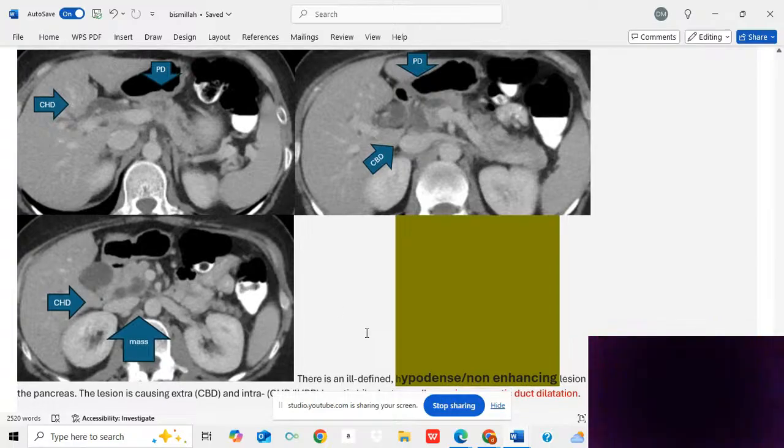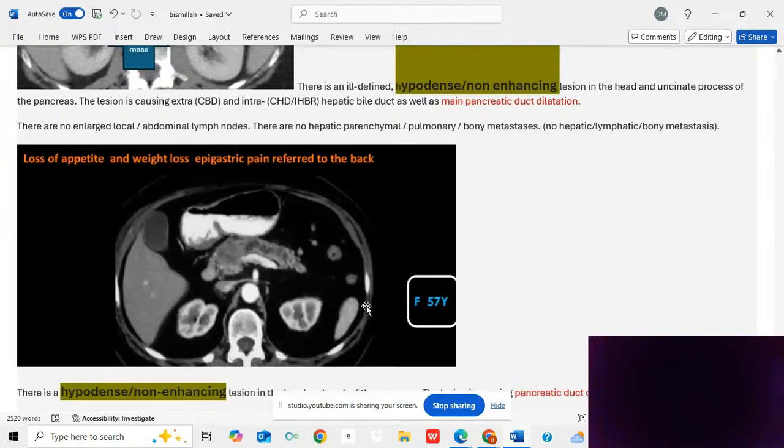Okay, so this is another example of pancreatic head carcinoma on contrast enhanced CT scan. This lesion is an ill-defined, poorly enhancing lesion. This is the normal pancreatic tissue, which is avidly enhancing. This is the poorly enhancing lesion. Hypodense non-enhancing lesion in the pancreas.